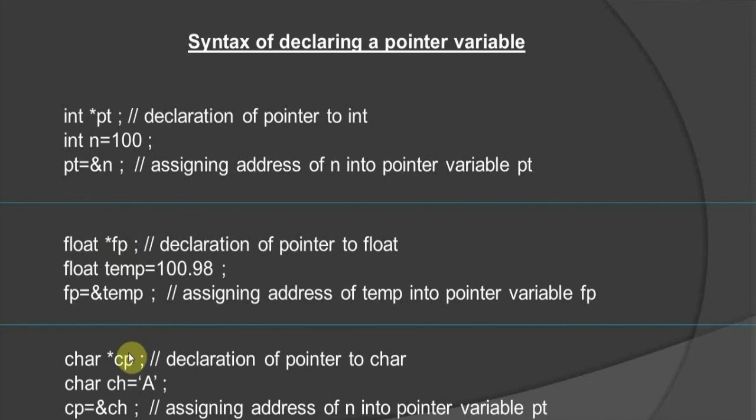Here is another example. I want to declare a pointer to char, that means a pointer variable which is capable of storing the address of a character variable. So I would go like this: char star cp. cp is nothing else but the name of the pointer variable. Then I have written char ch is equal to a. What I am doing is declaring a simple character variable. Then in the following statement I have written cp is equal to ampersand ch. Again ampersand is the address of operator. So the address of ch is being stored into cp.